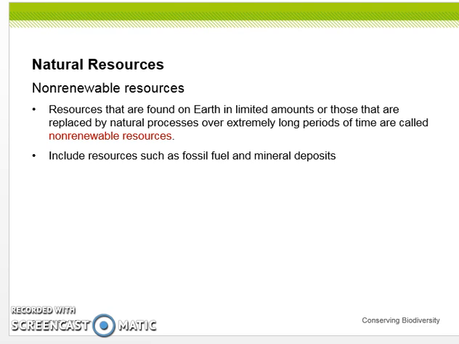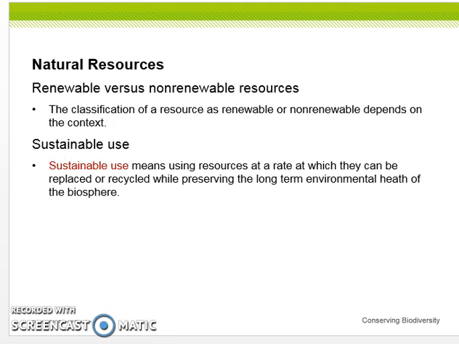Resources that are found on Earth in limited amounts, replaced by natural processes over extremely long periods of time, are called non-renewable resources. These would include fossil fuels and mineral deposits. The classification of a resource as renewable or non-renewable depends on the context. Sustainable use means using resources at a rate at which they can be replaced or recycled while preserving the long-term environmental health of the biosphere.